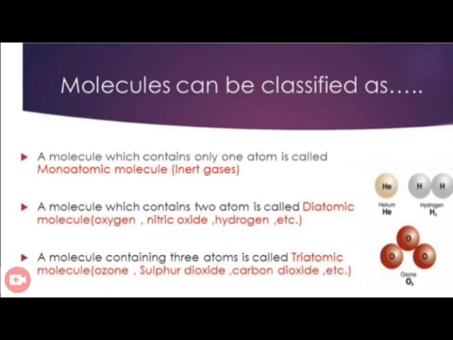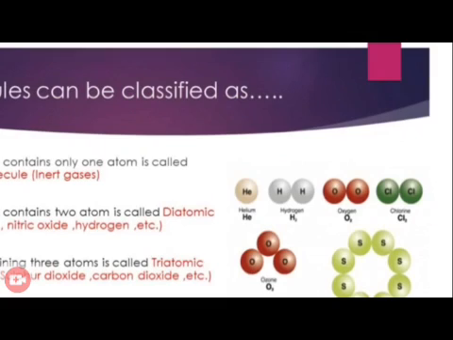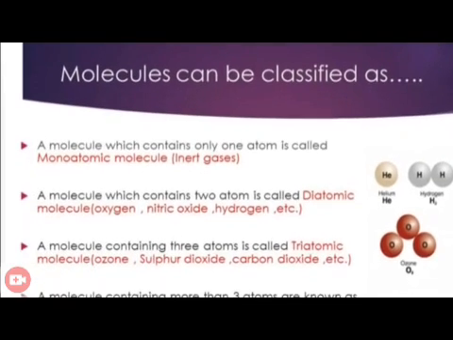Second category, diatomic molecule. A molecule which contains two atoms is called a diatomic molecule. For example, oxygen O2, nitric oxide NO, hydrogen H2. Here, some of the examples. H2, hydrogen contains two atoms of hydrogen. O2, oxygen contains two atoms of oxygen. Chlorine Cl2 contains two atoms of chlorine. So, any molecule that contains two atoms is represented as a diatomic molecule.